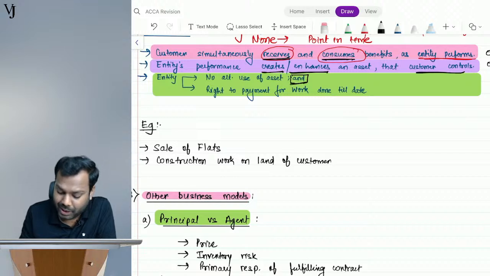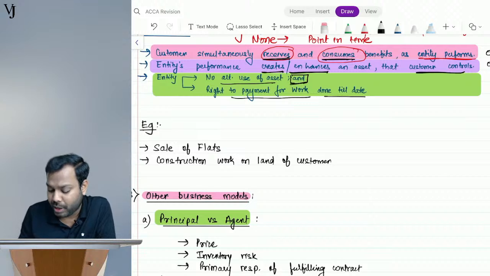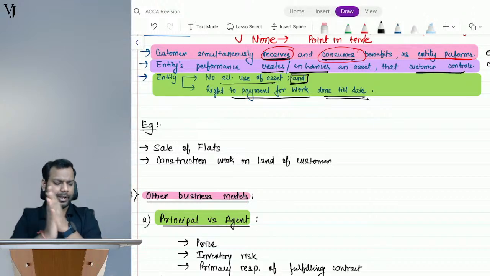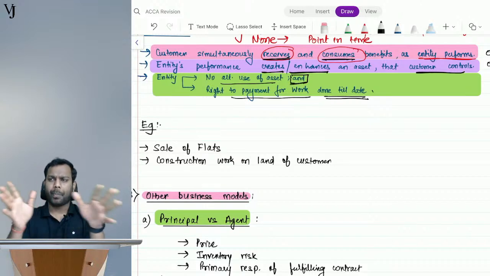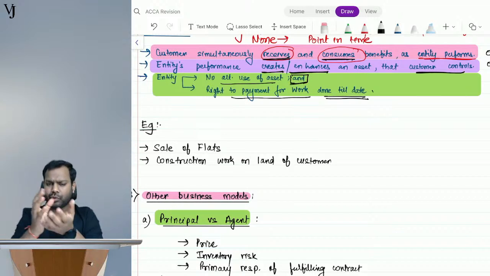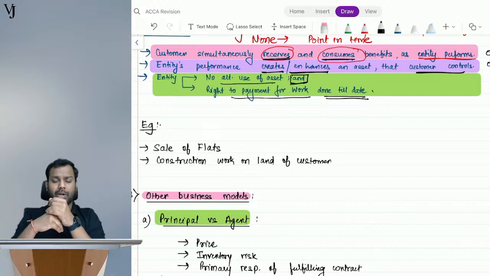The entity doesn't have any alternative use of the asset, and the entity has a right to payment for the work done till date. Let me explain it to you guys. Let's suppose Mukesh Ambani has an open land in Mumbai, and he wants to construct a house over that land. So he appoints DLF group to construct a house over that land.